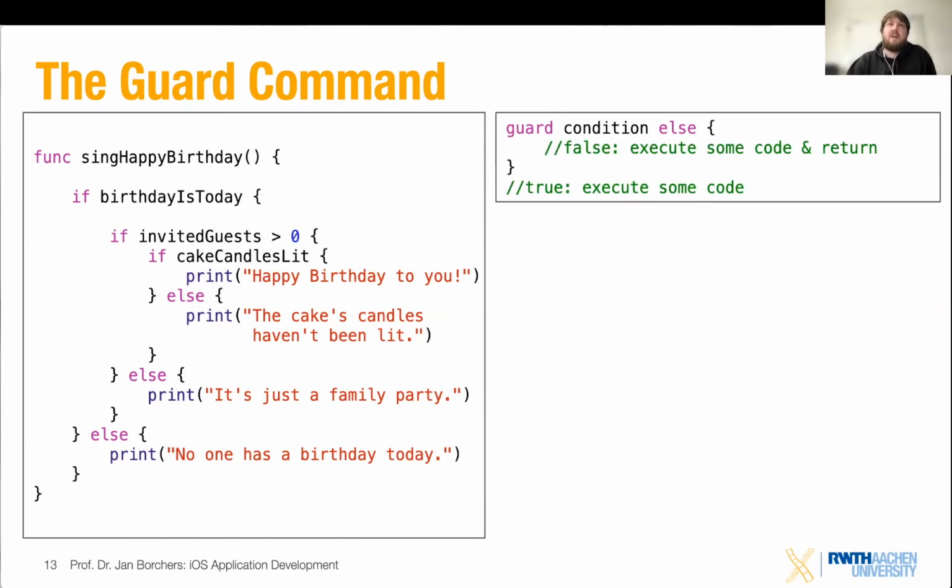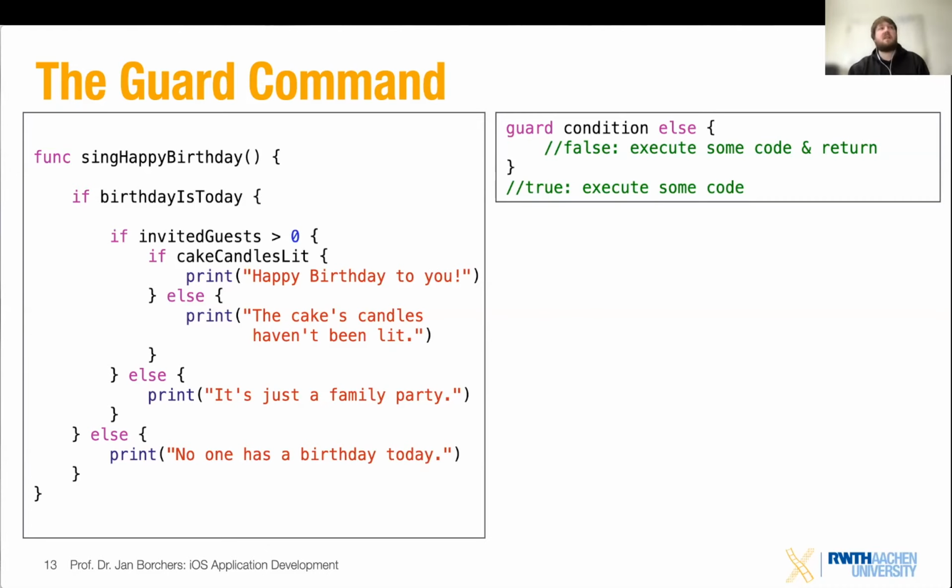So with guard, we check a condition, similar to the if statement, but then we first handle the else case, where we specify what should happen if that is false, and we return from that point. So we need to leave the scope at that point. And then after the guard command, we know that condition was correct, and we can continue from there.